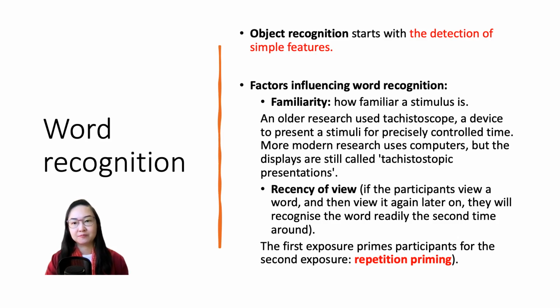Recency of view. If the participants view a word, then view it again later on, they will recognize the word readily the second time around. The first exposure primes participants for the second exposure. This is called repetition priming.